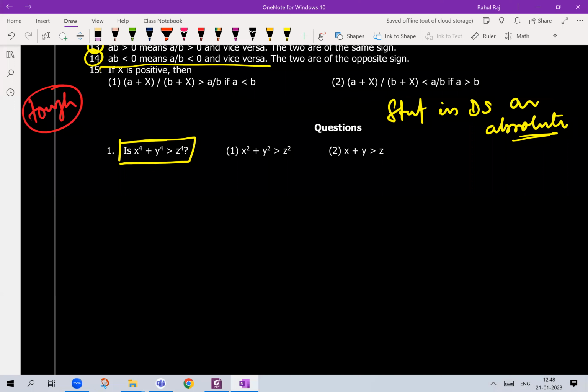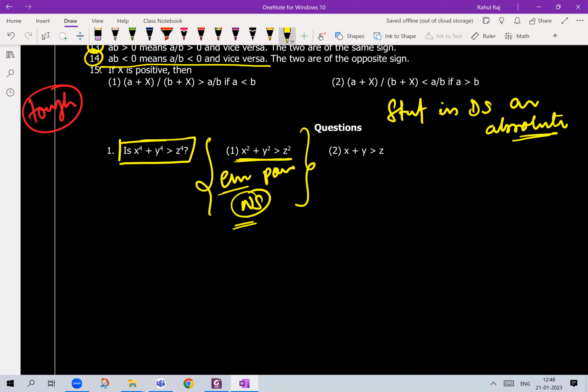It says: is x^4 + y^4 greater than z^4? My statement 1 says x^2 + y^2 is greater than z^2. We just studied that even powers cannot be predicted. So I can straight away say this is not sufficient, because I have solved thousands of such questions. When you go to the exam, I expect that the moment you look at x^2 + y^2 greater than z^2, you can come to the conclusion that even powers are not predictable. So this statement is not sufficient. But to actually say this, there should be a good backup. You cannot simply say even powers are not predictable. You should have an entire backup to say why even powers are not predictable.